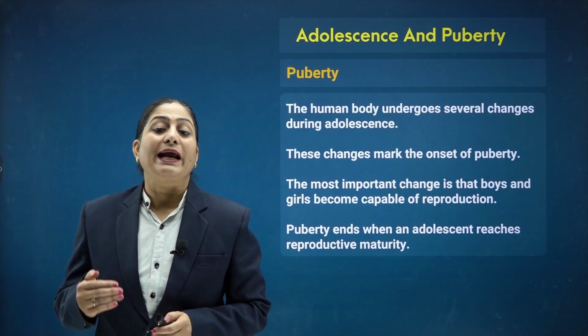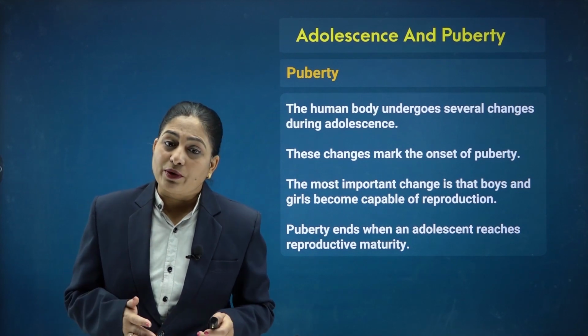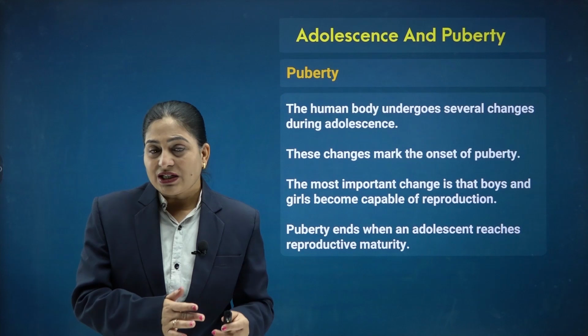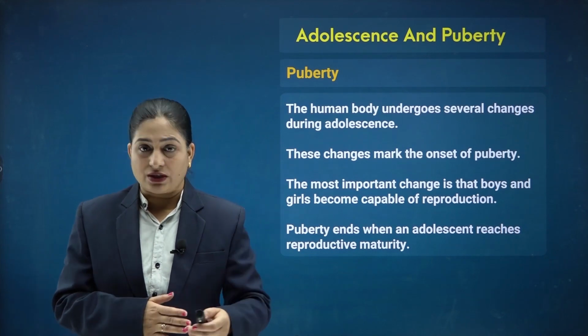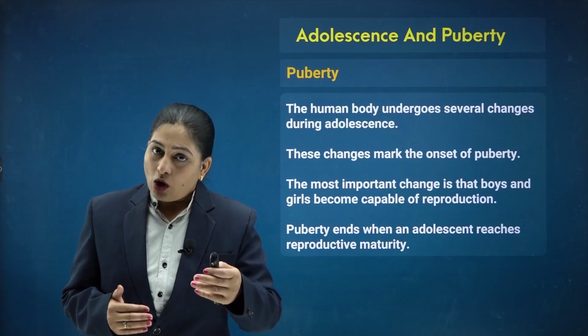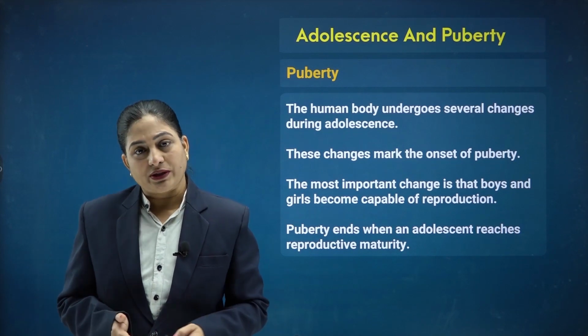Puberty ends when an adolescent reaches reproductive maturity. So it starts at the age that we have discussed and goes till the age of 18 or 19, as it varies for boys and girls, and all these changes are observed during this stage.